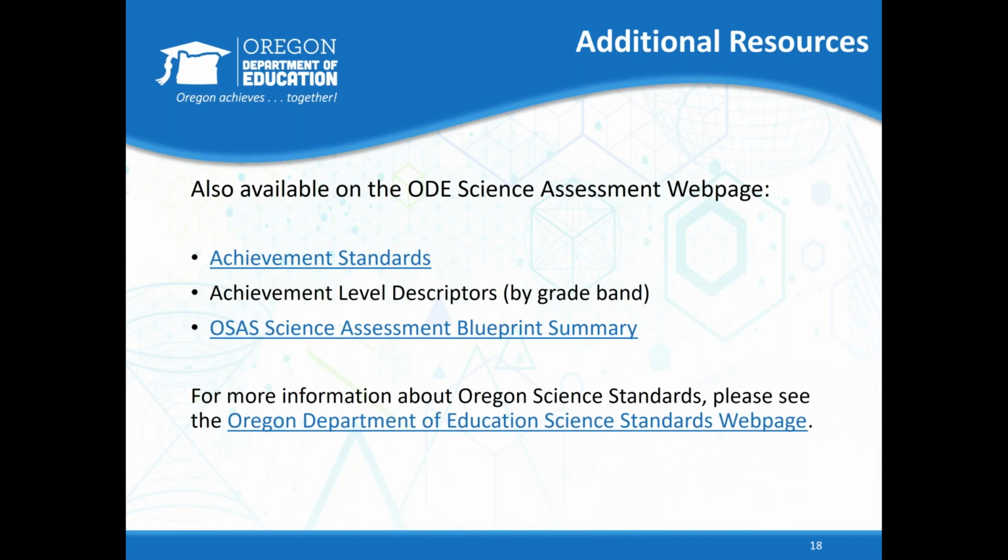Also available on the ODE Science Assessment webpage, you can find the new achievement standards, the achievement level descriptors by grade band, and the OSAS Science Assessment Blueprint Summary. For more information about the Oregon Science Standards themselves, please see the Oregon Department of Education Science Standards webpage, which is also linked here.